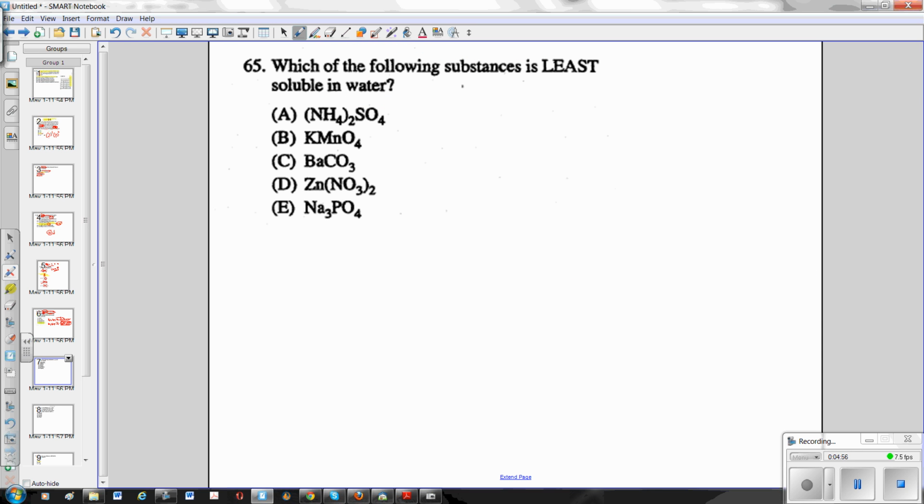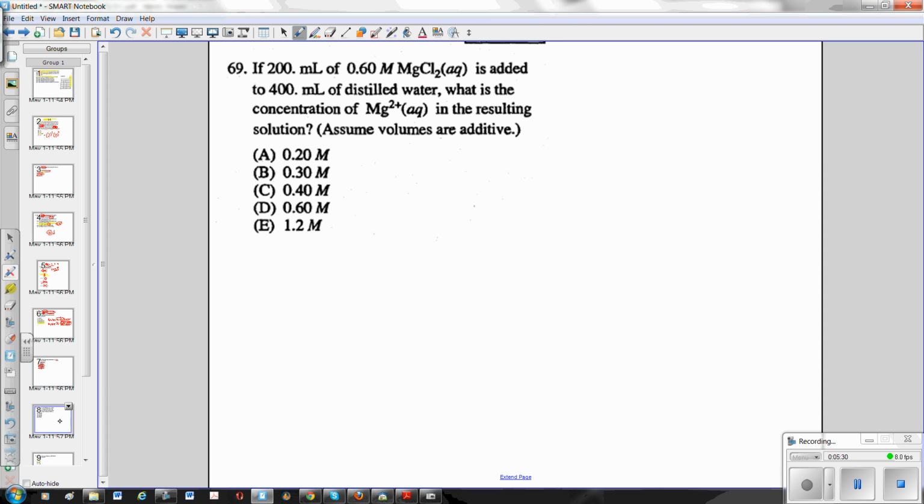Least soluble. You're applying solubility rules. Well, remember, the first thing you have to do is look at what's always soluble. Na is always soluble, so this one is soluble in water. NO3 is always soluble, K is always soluble, NH4. So, by knowing your solubility rules, you would know that BaCO3 is insoluble or least soluble. You have to know that all group 1 metals are soluble, all nitrates are soluble, and ammonium is soluble. It makes that an easy question to answer.